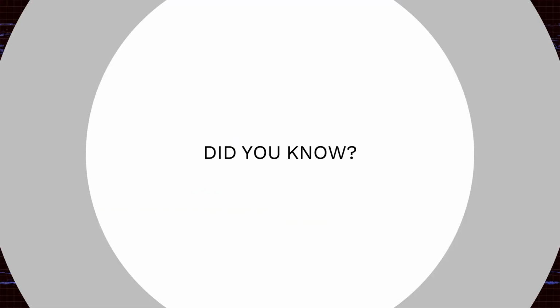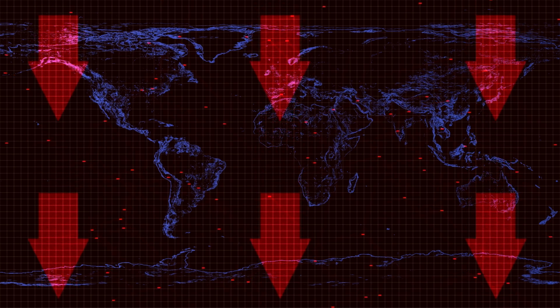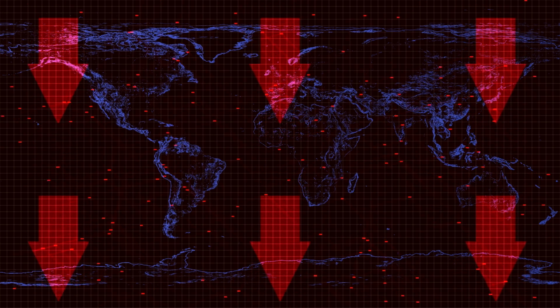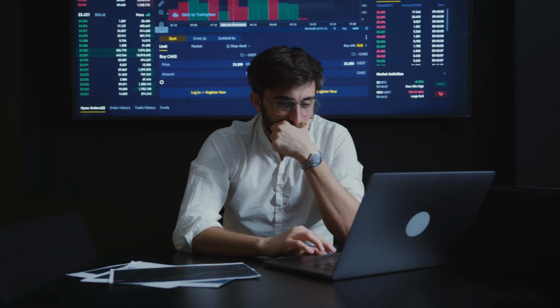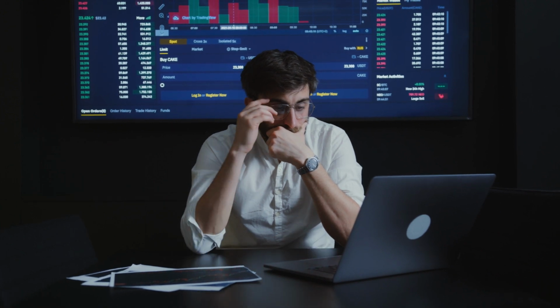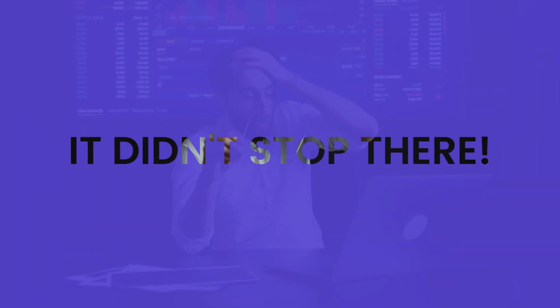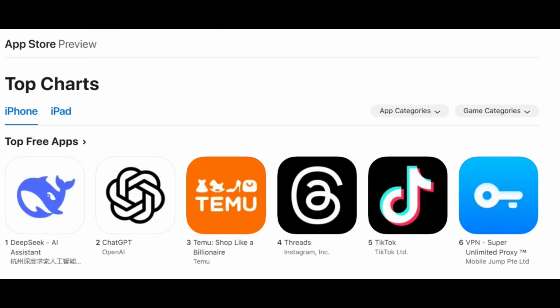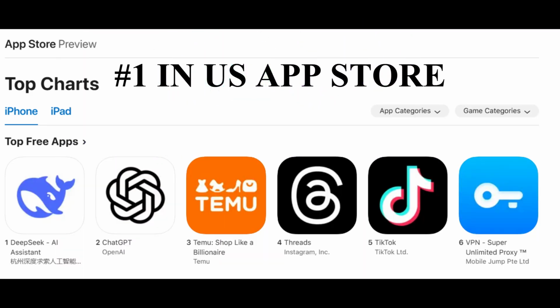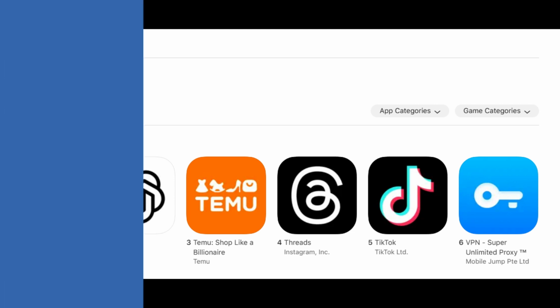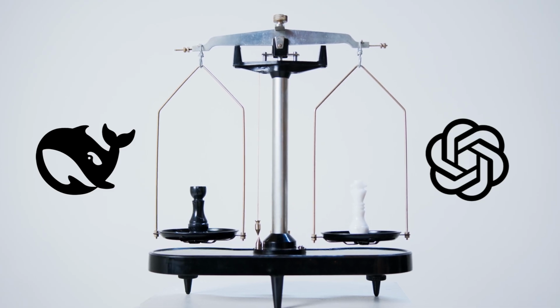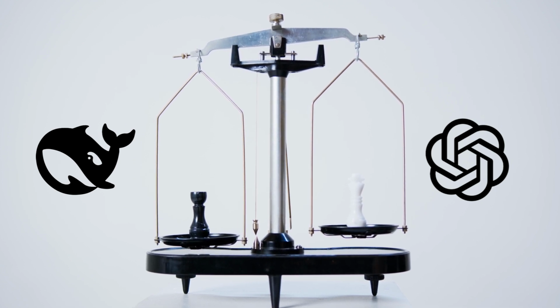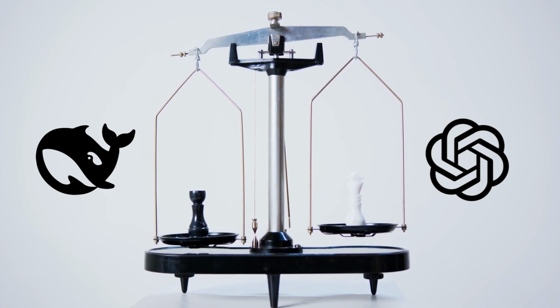Did you know this AI model literally made the US stock market tremble? Yep, when DeepSeek was released, it wiped out a staggering $1 trillion from the market. Why? Because its advanced capabilities made investors question the future of traditional AI industries. And guess what? It didn't stop there. DeepSeek became the most downloaded app in the US on the App Store within days. That's how powerful this AI is. Let's get started on comparing these two models on various parameters to see which one to be used when.